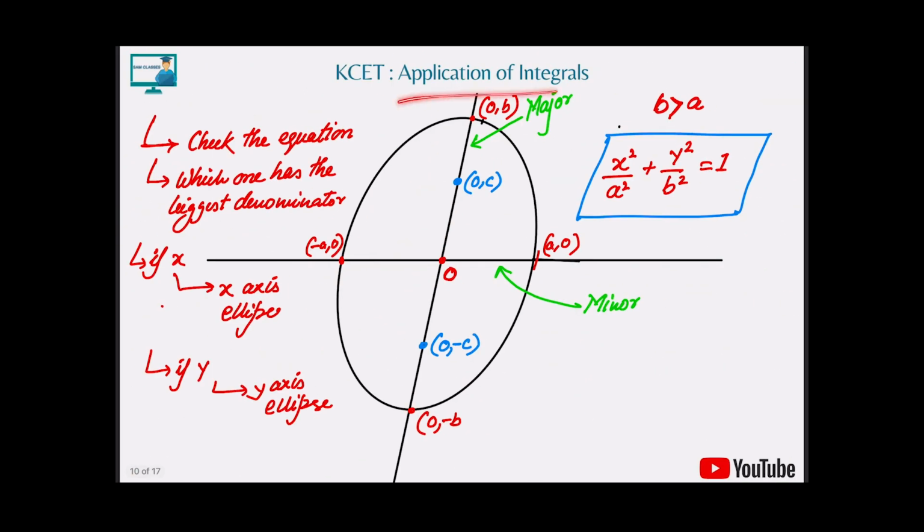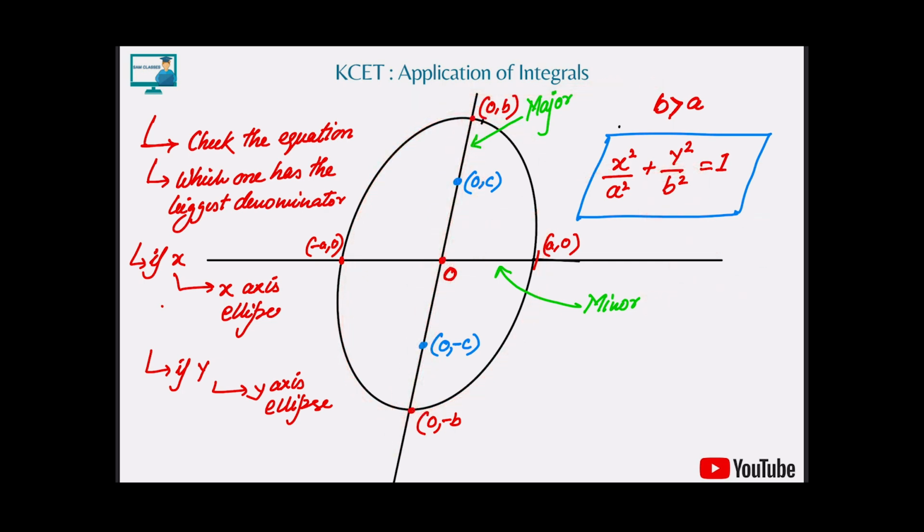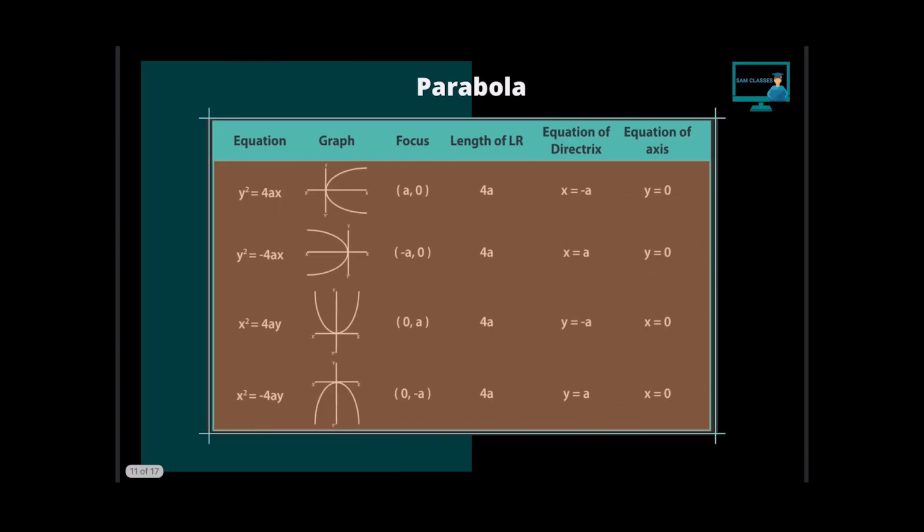Now this is the y-axis ellipse. See, the major axis lies on the y-axis. So this is the bigger one. So the denominator b square is greater than a square, and directly you can say it is bigger. I've given you everything in this, don't worry.